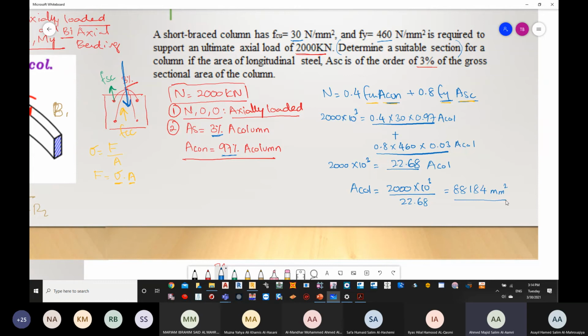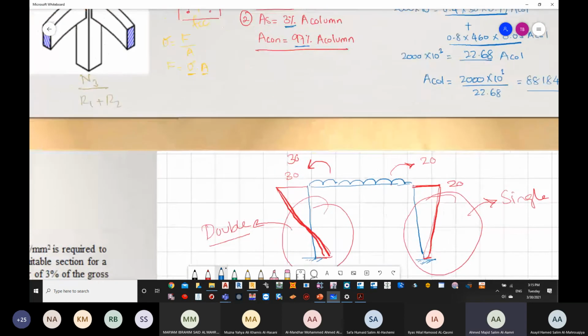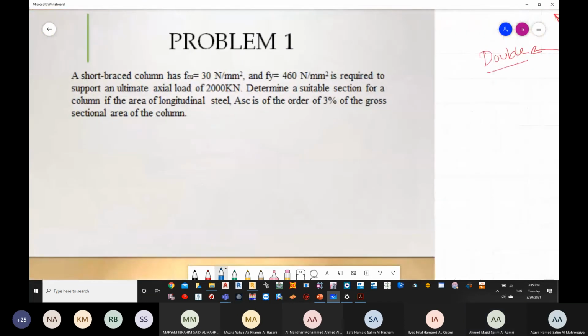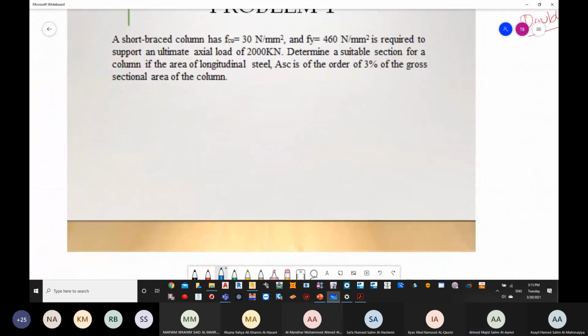Now this is the area, but I need to get my suitable section. When I talk about section, I talk about the dimensions. If it's square, then side. If it's rectangle, then it is going to be width and depth. If it is circular, then diameter. Now the question didn't specify for us the type of section, so you can choose any type of section. But just for the sake of illustration, I'm going to try to have the three different types. So we have 88,184 millimeter square.